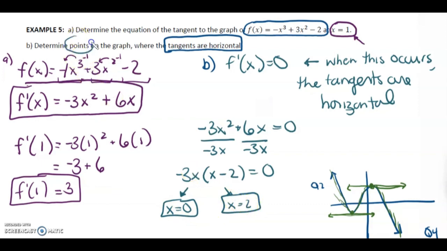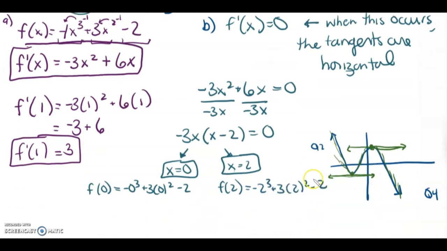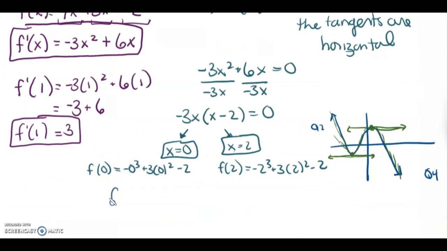B specifically asks us for the points. So in order to find the points, we're determining x comma y. So all we want to do is go to the original and sub in 0. So negative 0 cubed plus 3 times 0 squared minus 2. And then we're going to sub in 2 as well, again to the original. F at 2 equals negative 2 cubed plus 3 times 2 squared minus 2. Okay, so f at 0 is, that goes to 0, that goes to 0, and negative 2. So our one point is 0 comma negative 2.